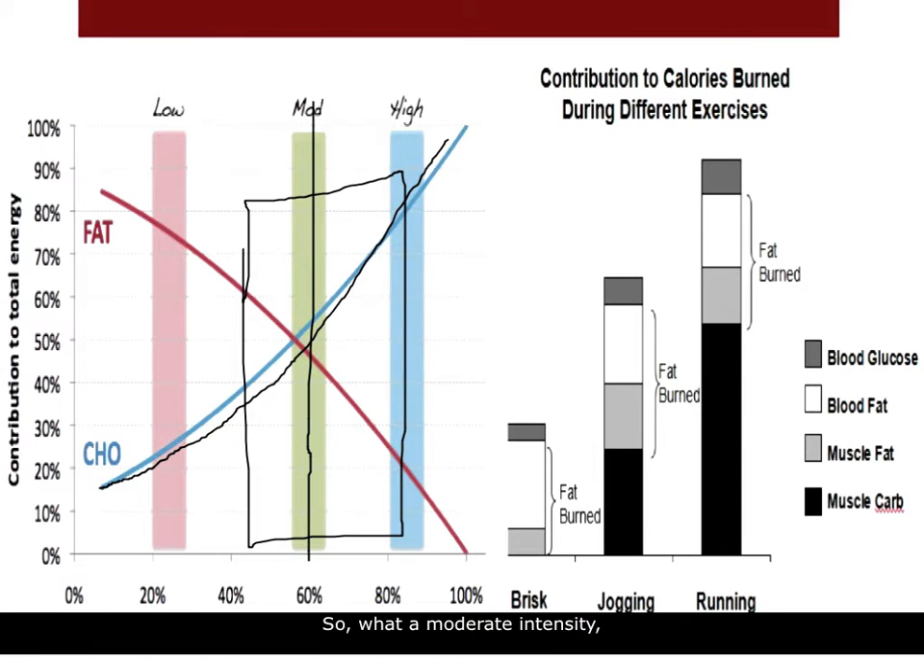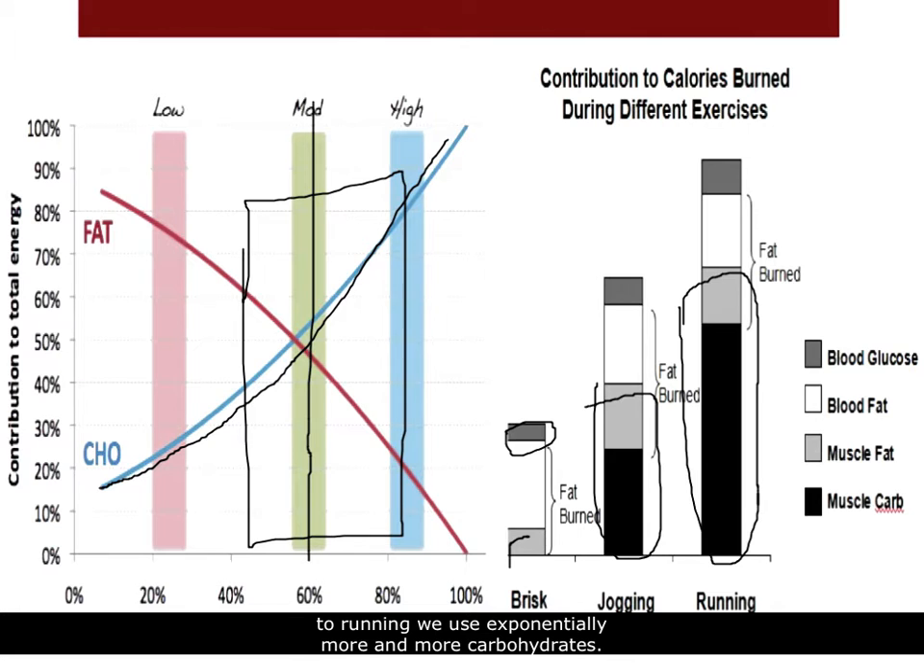So at a moderate intensity, you can see how great our reliance on carbohydrate is. The take-home message here, and you can also see that on this part, is that as exercise intensity increases, this is carbohydrate. Let's not worry about whether it's muscle or blood at this time. As we go from walking to jogging to running, we use exponentially more and more carbohydrates.